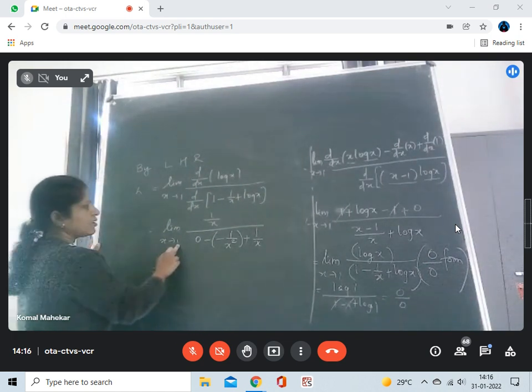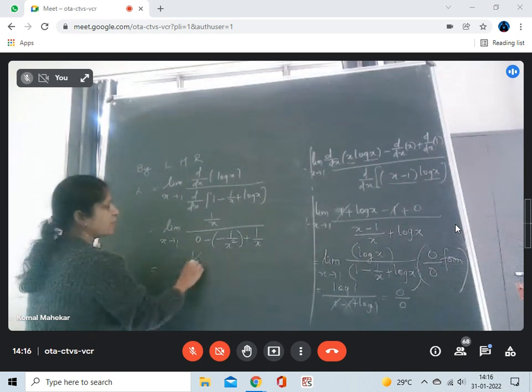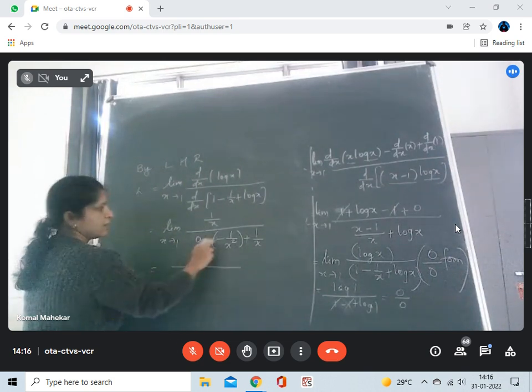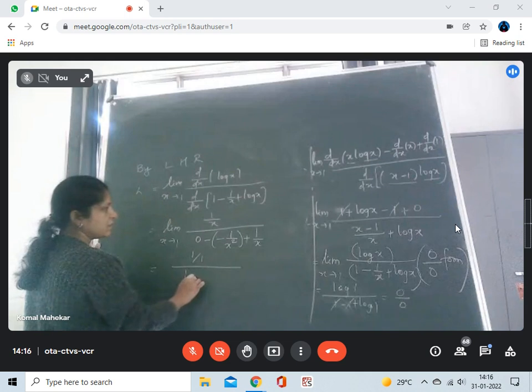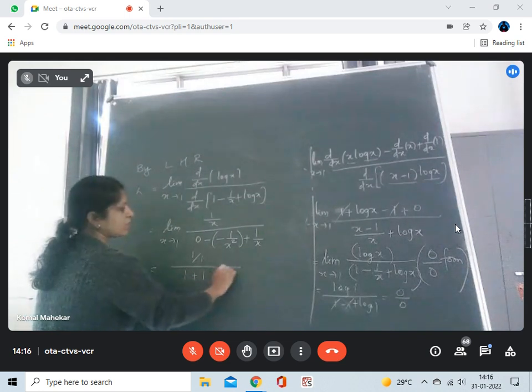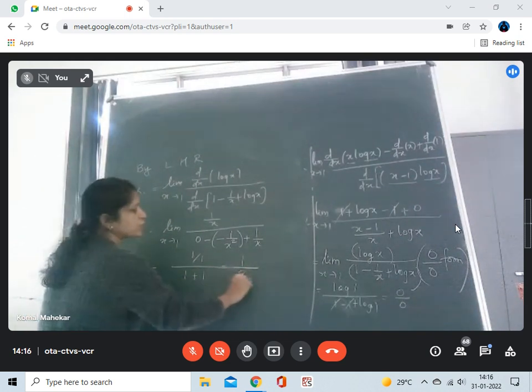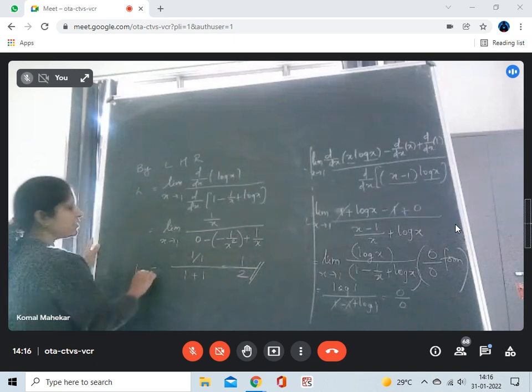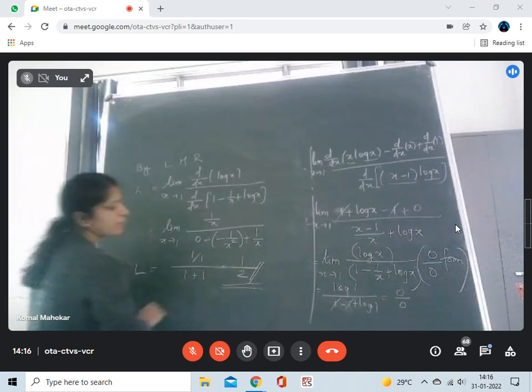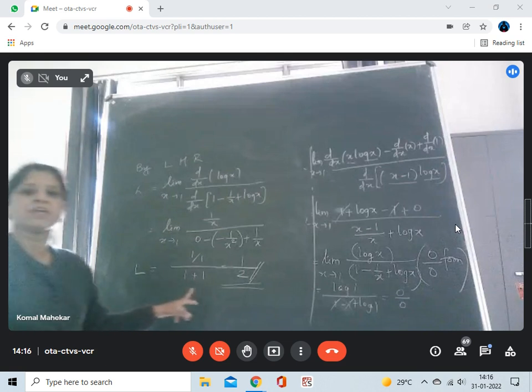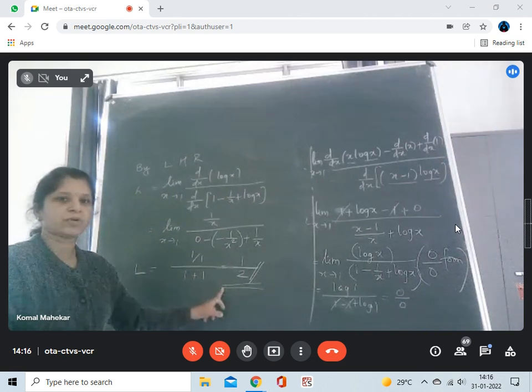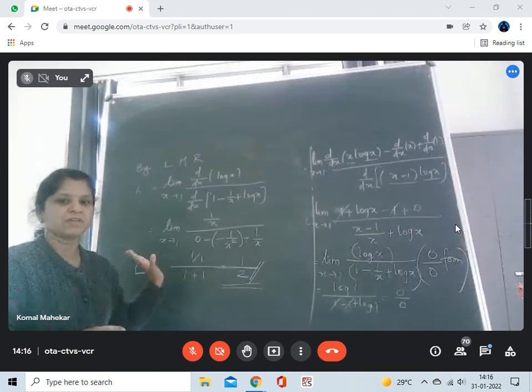Okay, now find out the limit. If you put the value of x equal to 1, this becomes 1 upon 1 divided by plus 1 plus 1. So this is 1 by 1 means 1, and 1 plus 1 is 2. So half is the finite value. So L is equal to half. Half is the limit of the given problem.